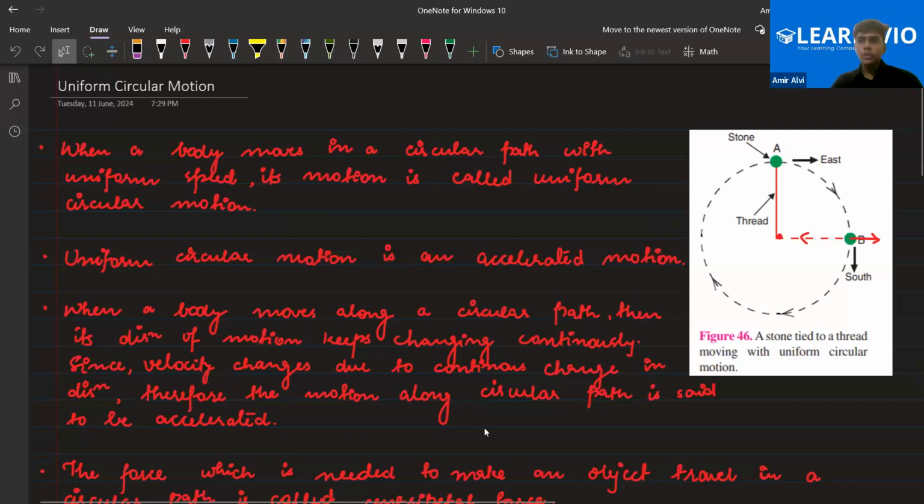Uniform circular motion is the motion in which the speed is constant, but the direction is changing continuously, right? And the direction is given by the tangent at the point. Tangent means the line touching the circle at a single point only. You will study the tangent in the 10th standard. Right now, only the chord is there in maths for you. Have you heard the word tangent?